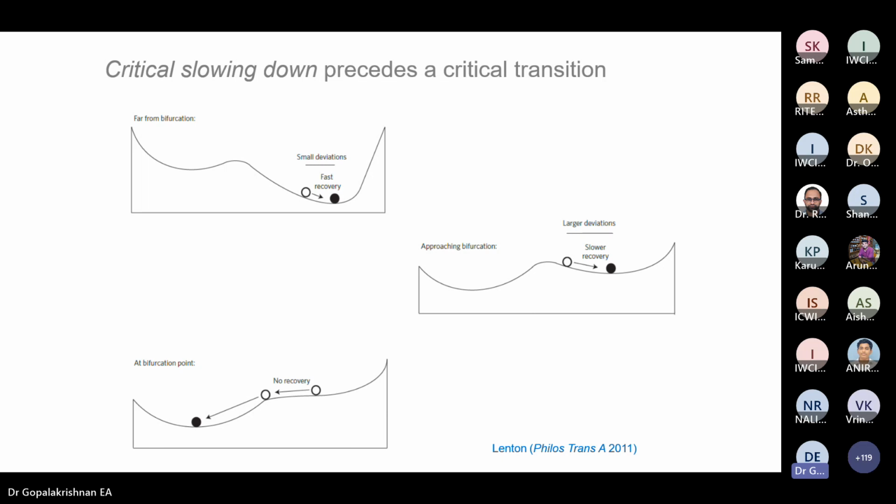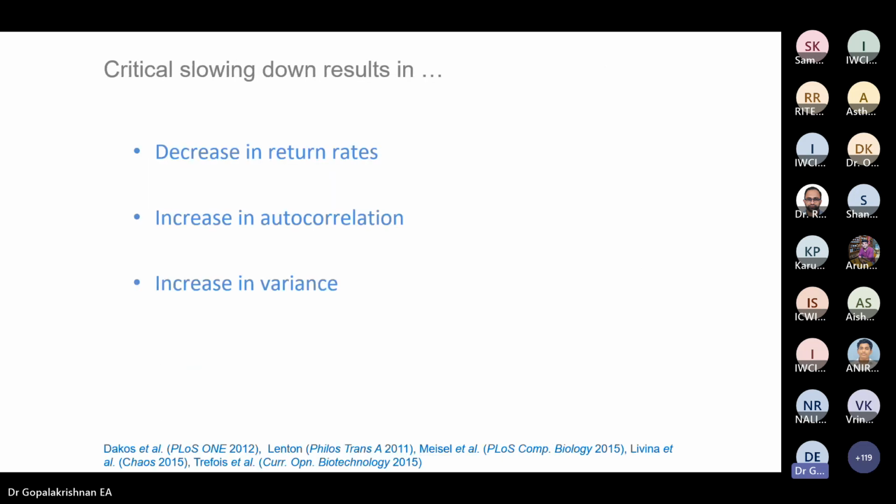Okay, so now this critical slowing down will result in a decrease in the return rate. Return rate means the rate at which the system returns to its original state after a perturbation is given. So if you are giving a perturbation, how fast the system comes back is known as the return rate. So now there will be a reduction in the return rate and there will be an increase in autocorrelation.